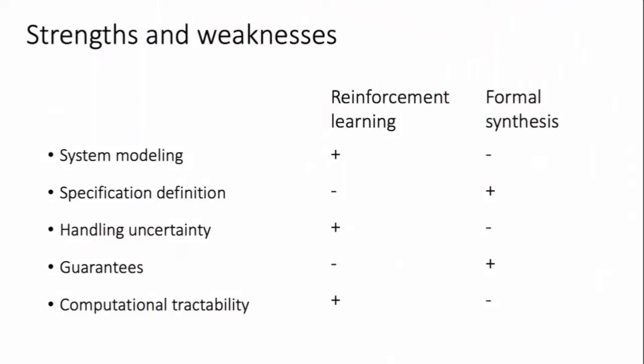Let's pick up where we left off yesterday. And where we left off was the hypothesis that there are strengths and weaknesses to reinforcement learning and formal synthesis as we saw them yesterday. Reinforcement learning is great because you don't really have to have the system model. It's great to handle uncertainty. It's computationally tractable. Formal synthesis is great because you have these temporal logics that are supposedly user-friendlier than reward design, and you can also have guarantees.